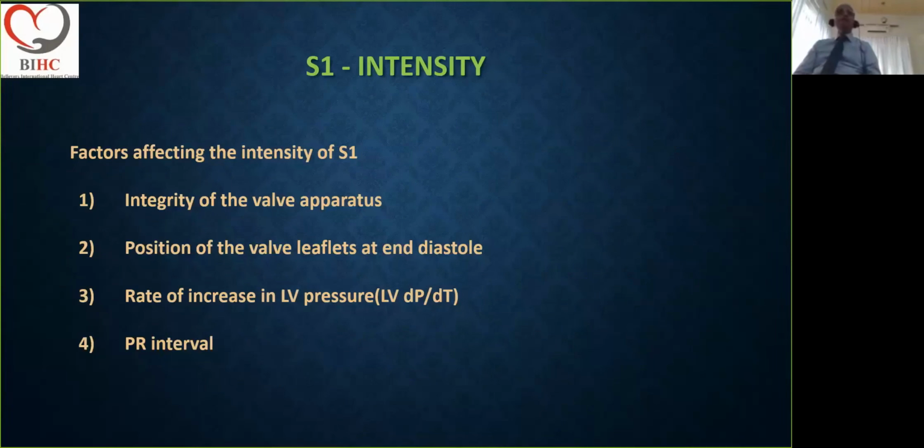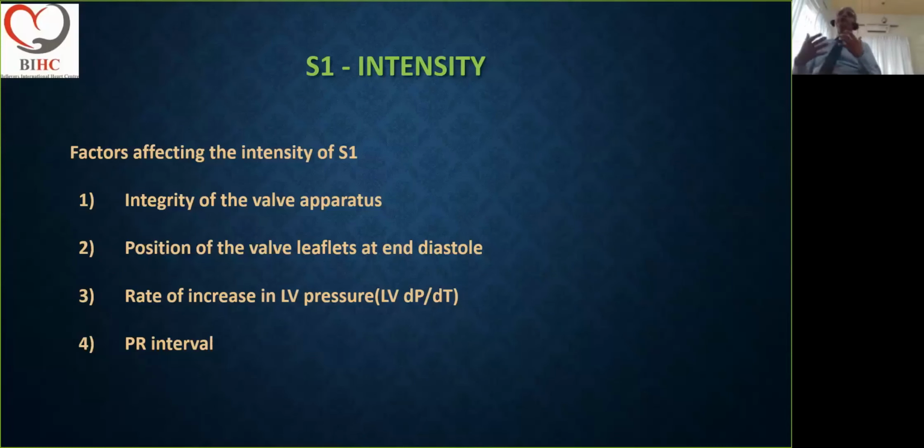You can slam it shut and generate a loud sound. You can slowly close it and generate a soft sound. Your door may be so bad and creaky that however you close it, the sound may be dull. All these similes would apply to the valve. The integrity of the valve apparatus.